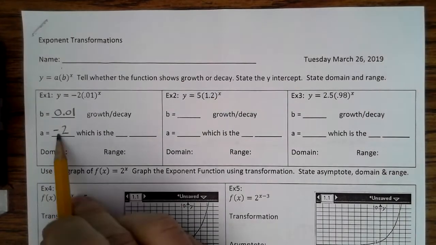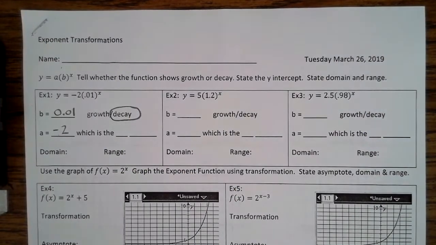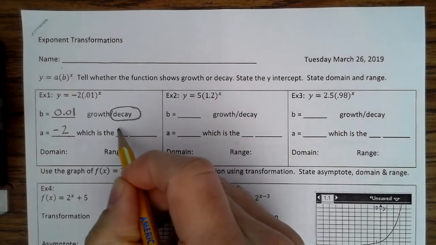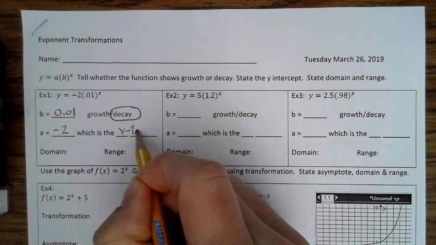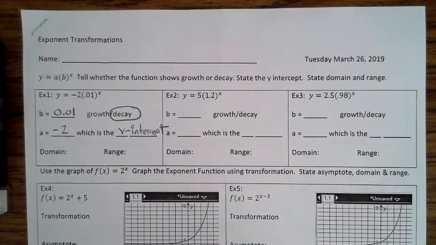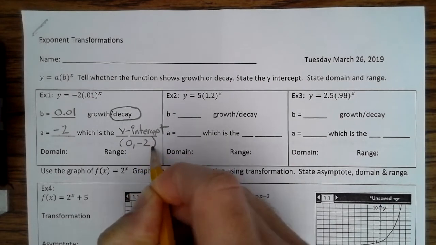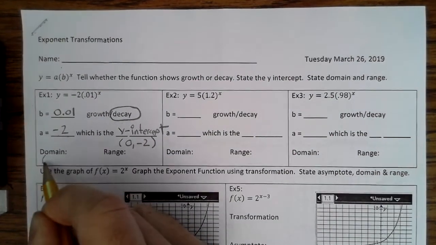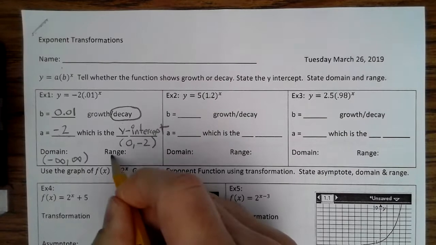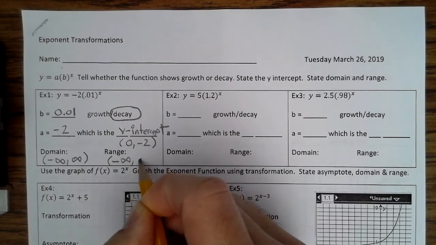Okay, since it's negative, it's decay. And the a value is your y-intercept, so the y-intercept is (0, -2). The domain for exponential is always negative infinity to positive infinity. The range, since it's negative, it reflected, so it's coming from negative infinity to 0.